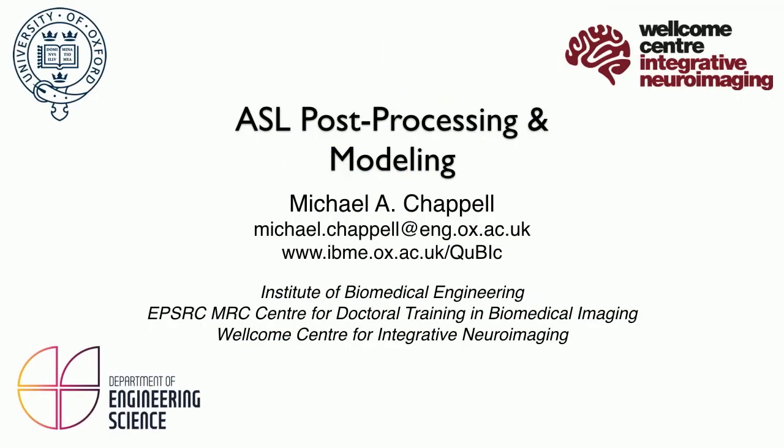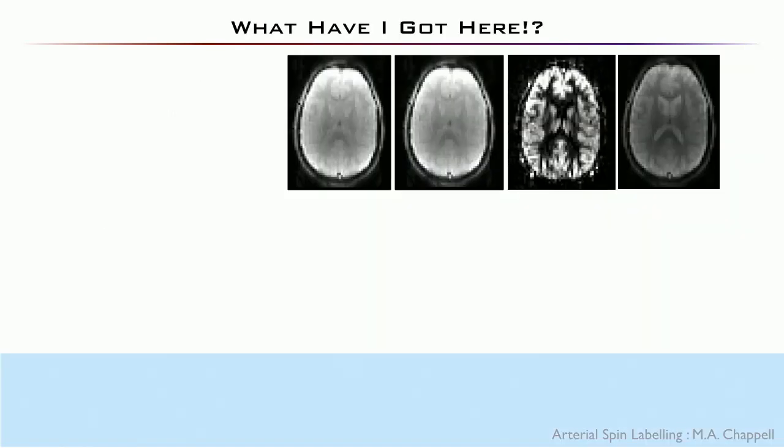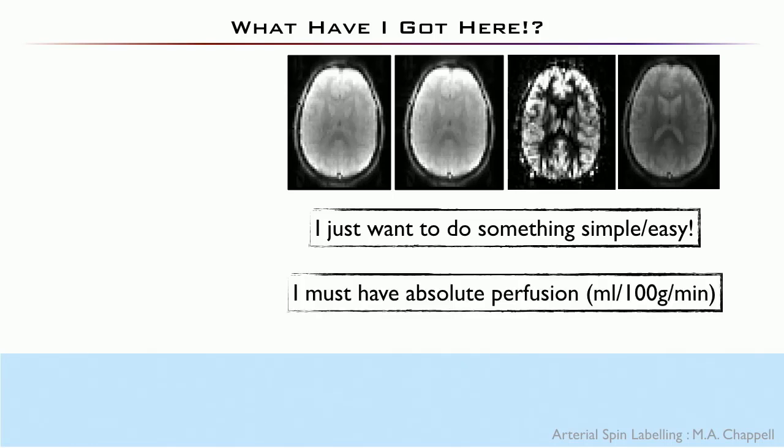So let's think about ASL post-processing now you've got the data. We'll do our demos with the Basel toolset from FSL, and you'll see as we go what that looks like. The way I want to approach analysis and post-processing for ASL is to assume that you've pressed the ASL button on your scanner and you've got some images and you've gone, okay, what have I now got here? And so the question is, do you want to do something very simple and easy, or are you really trying to aim for what we can do with ASL, which is to get absolute perfusion measurements?